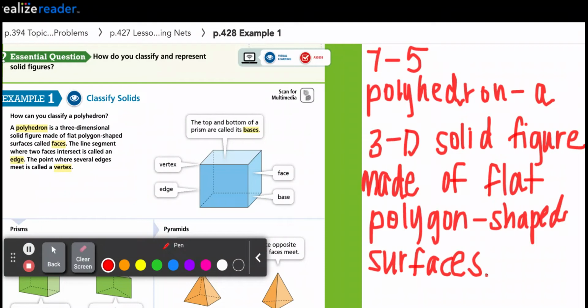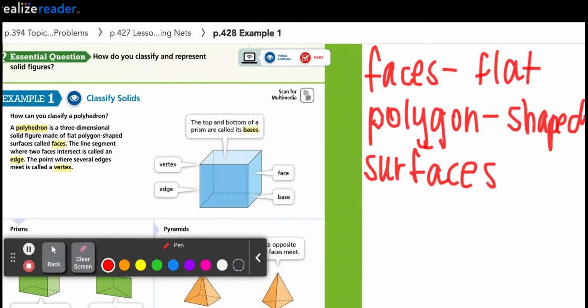polyhedron because it's a three-dimensional shape. It has a length, a width, and a height. So it has three dimensions, and it's made of flat polygon-shaped surfaces. Each of these flat surfaces is a square. So that is what a polyhedron is. Make sure you have this copied into your notebook.